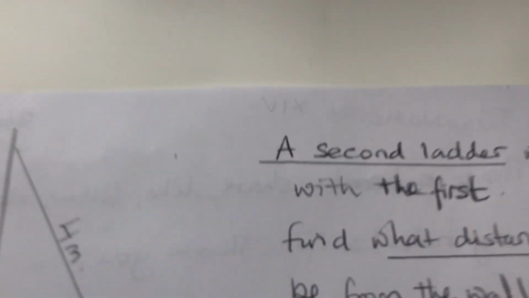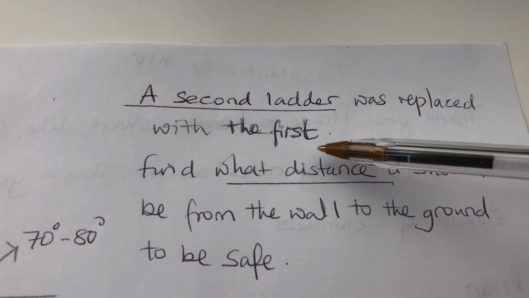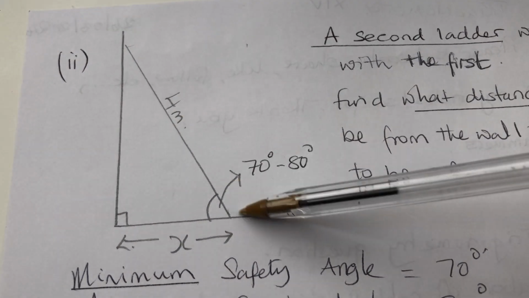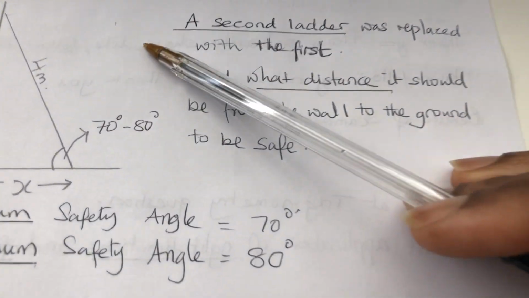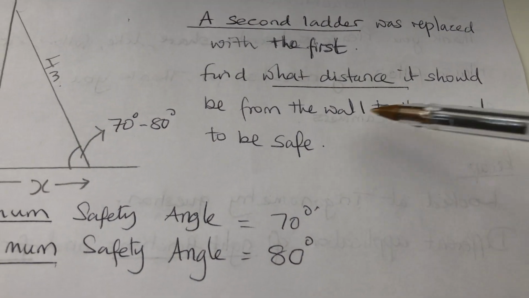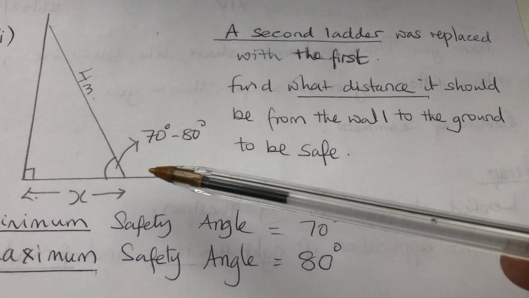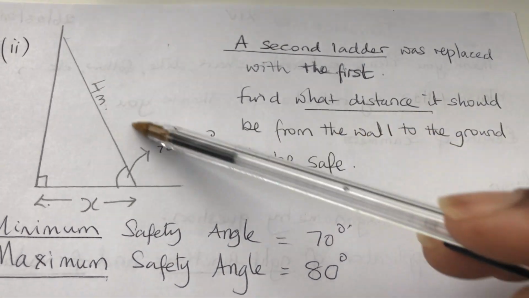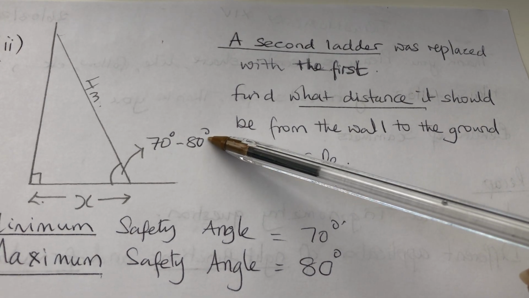Now let's continue. A second ladder was replaced with the first. So this is the first part of the question, and now they've replaced it with the second ladder. Find what distance it should be from the wall to be safe. So we know that if it has to be safe, it should be between 70 to 80 degrees.